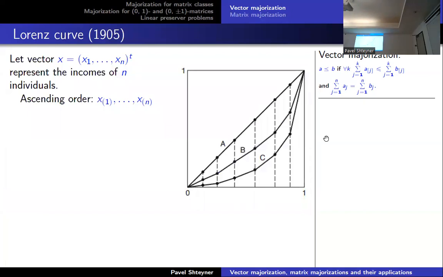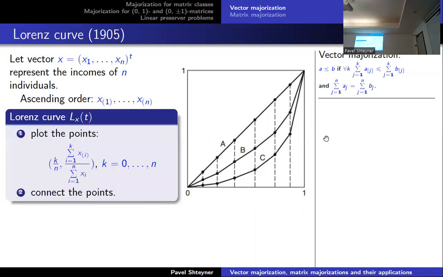So the second origin comes from the economic context. The economists in the 20th century got interested in ways to compare income distributions, to see if one distribution is more equal. One of the first developments to this end is what is now known as the Lorenz curve. We have a real vector that represents the incomes of n individuals. We assume they are non-negative, sort them in ascending order and plot the Lorenz curve. We plot the points k divided by n and the sum of the k smallest elements of x divided by the sum of all elements.